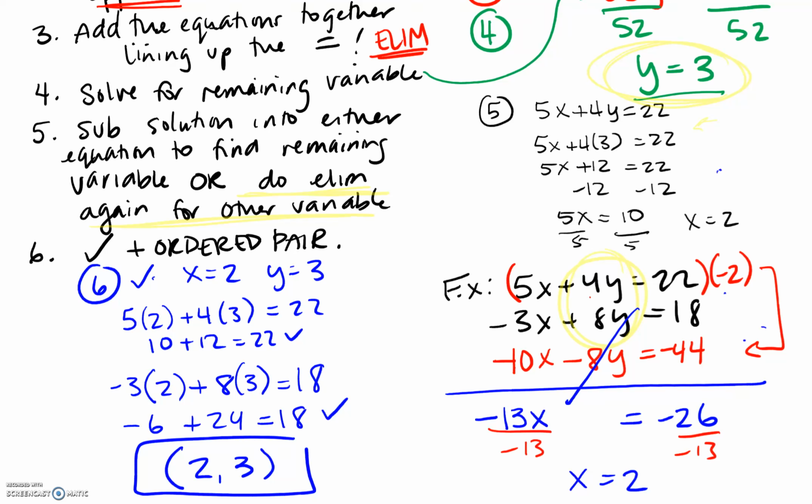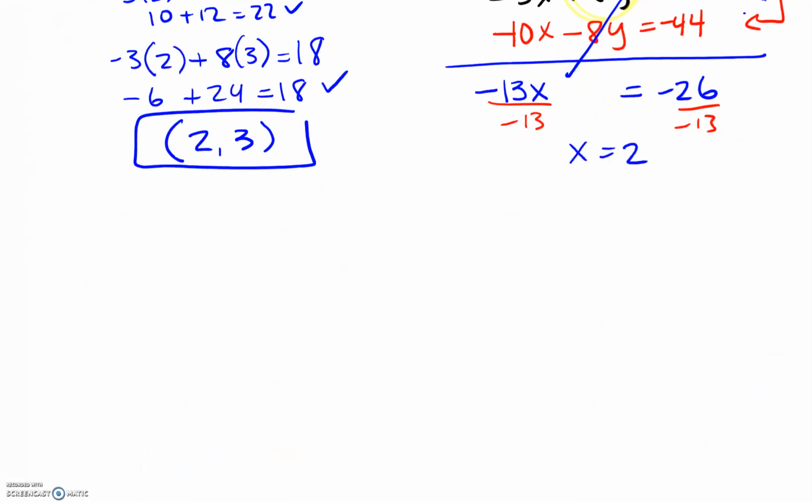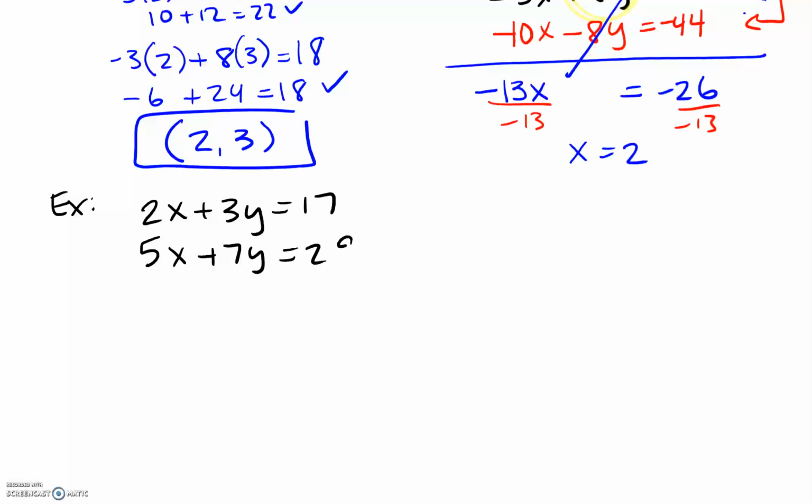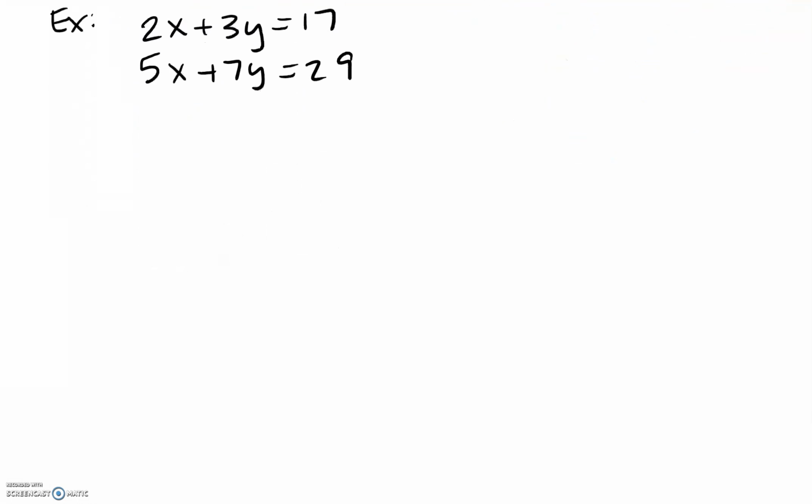I'm going to give you guys another question as an example for you to try. Let's do 2x plus 3y is equal to 17, and 5x plus 7y is equal to 29. So take a moment, pause the video, try this on your own, and then come back as soon as you finish to check your work.